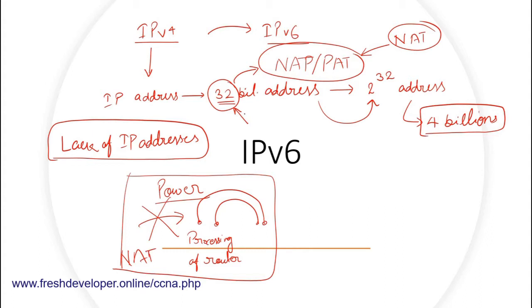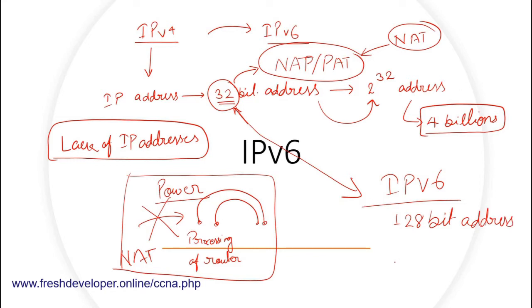But the actual solution was to increase the length of these 32 bits. So for that we switched to IPv6. And in IPv6, this 32-bit address was increased up to a 128-bit address.